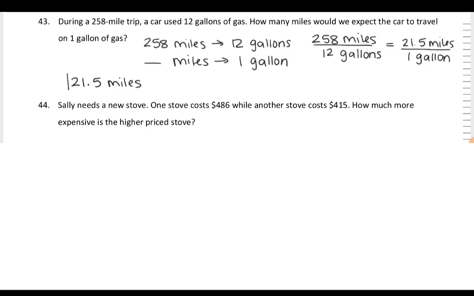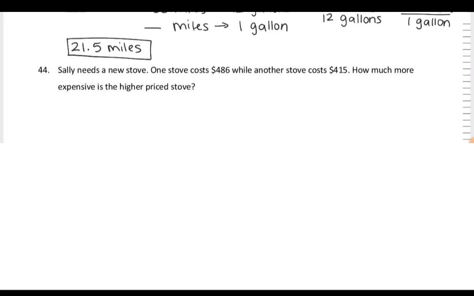Okay. Sally needs a new stove. One stove costs $486 while another stove costs $415. How much more expensive is the higher price stove? Okay, well, let's find the difference, right? The higher price stove is $486. And we want to know how much higher is it. So subtract off the $415. And that's $71. So I think it's that easy. $71 more expensive.